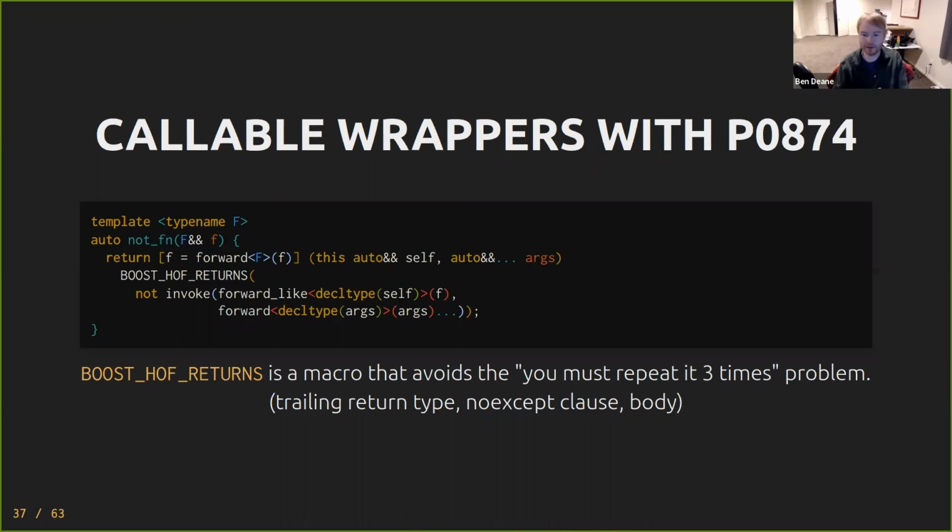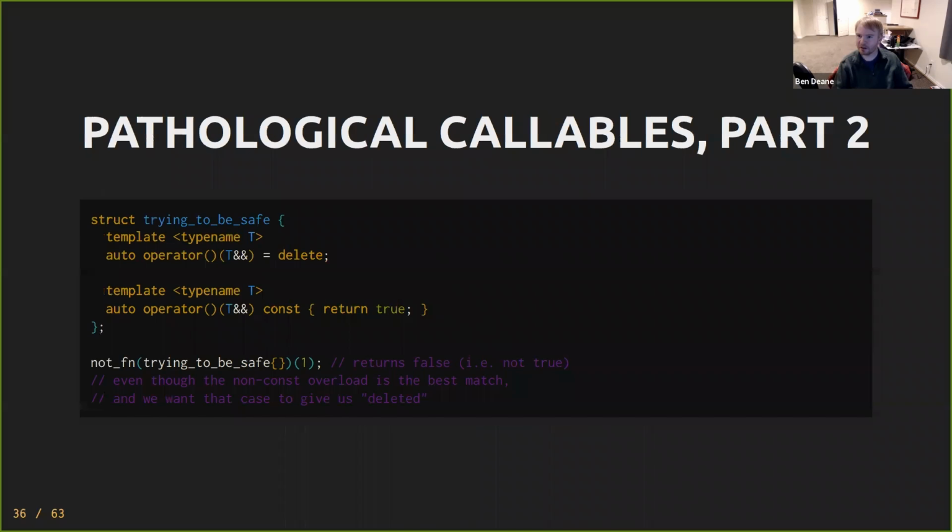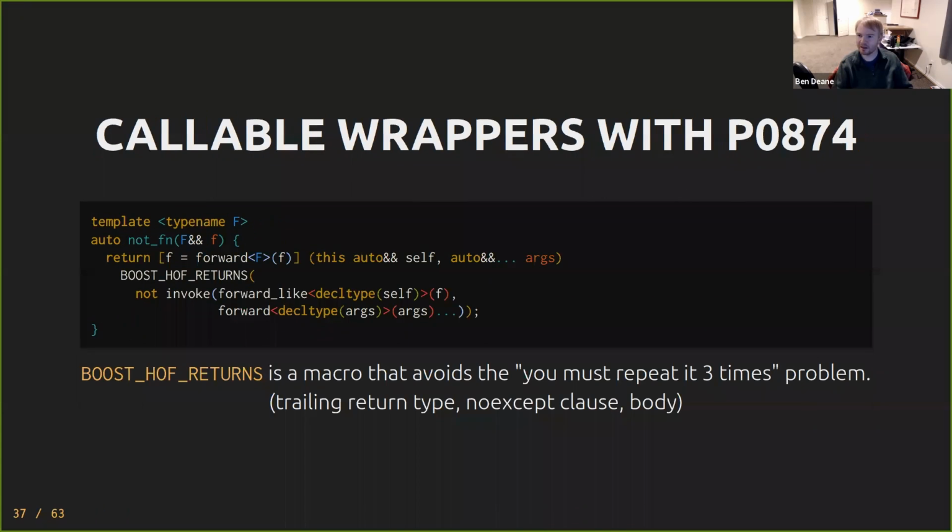Did I say P0874 and P0847? I always get these mixed up. Yes, okay, I typoed that. For the longest time, I couldn't remember the number of my own paper that I was a co-author on. Thank you, I will fix that up. It's just because you have so many papers in flight right now, Ben. Really not, but sure.